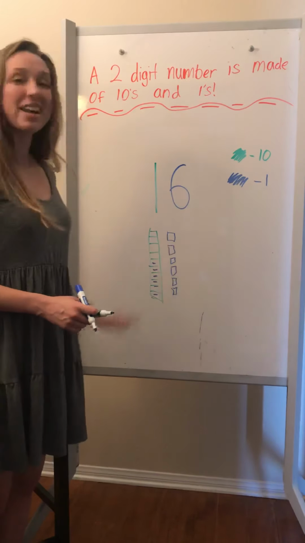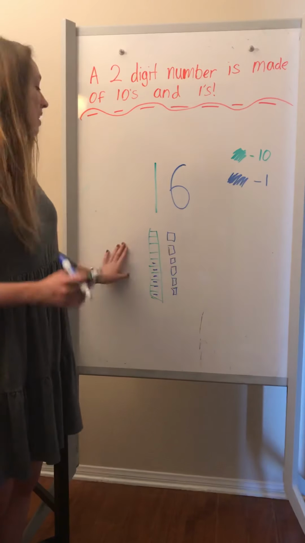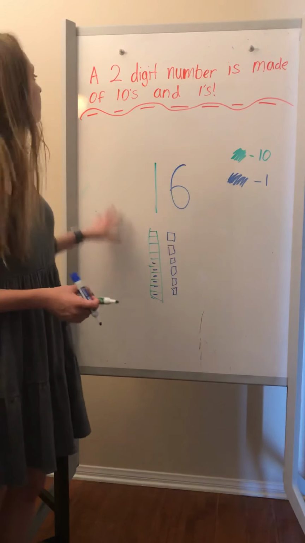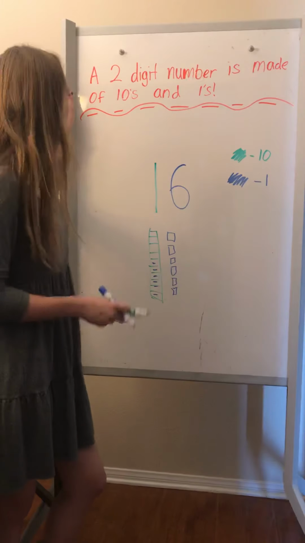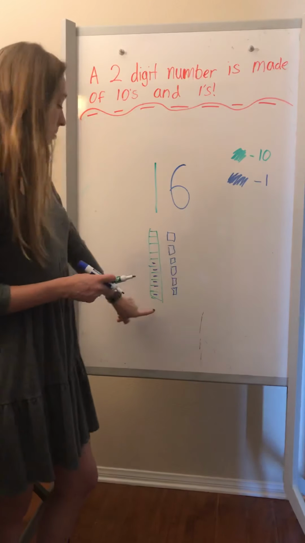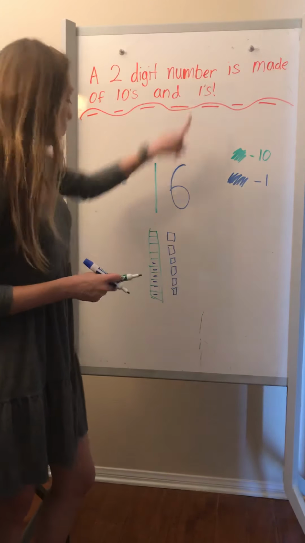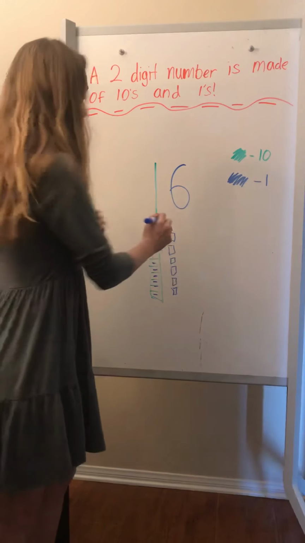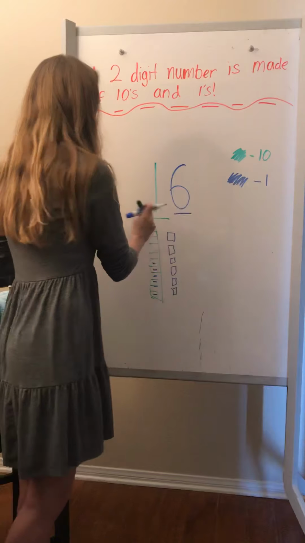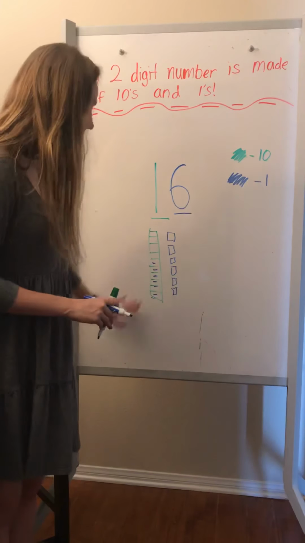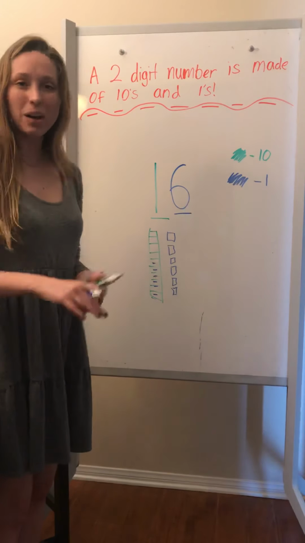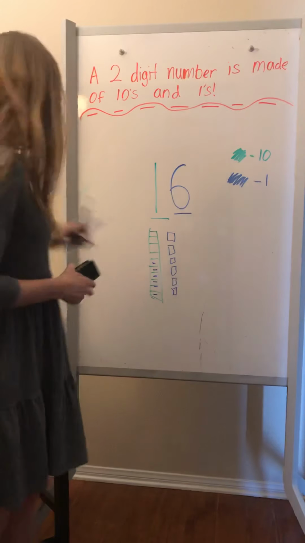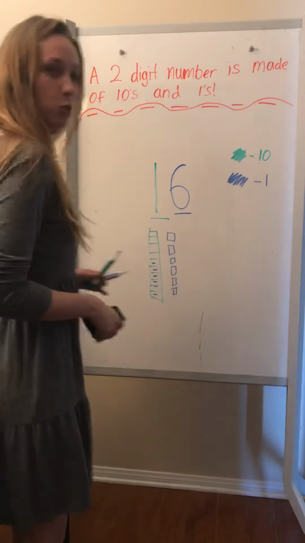So let's read our objective again and see if we can make a connection between what we're learning and what we just drew here on the board. A two-digit number is made up of 10s and 1s. That makes a lot of sense. My two-digit number, 16, is made up of 10s and 1s. Let's try one more number. And then Digit Dog is actually back and has a new challenge for us.